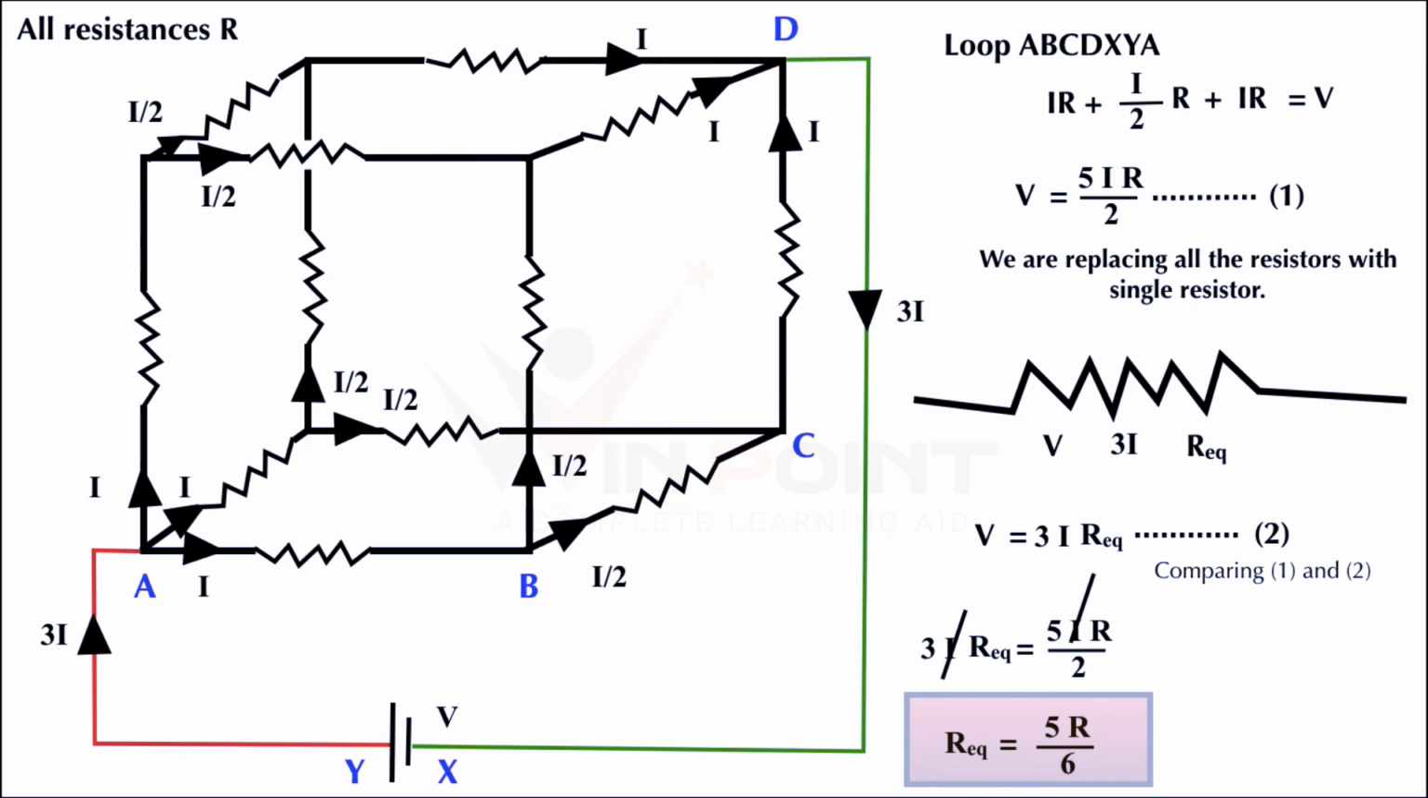If you are considering the diagonal in the cube, the equivalent resistance will be 5R by 6. You can take any of the diagonals, it will be 5R by 6.